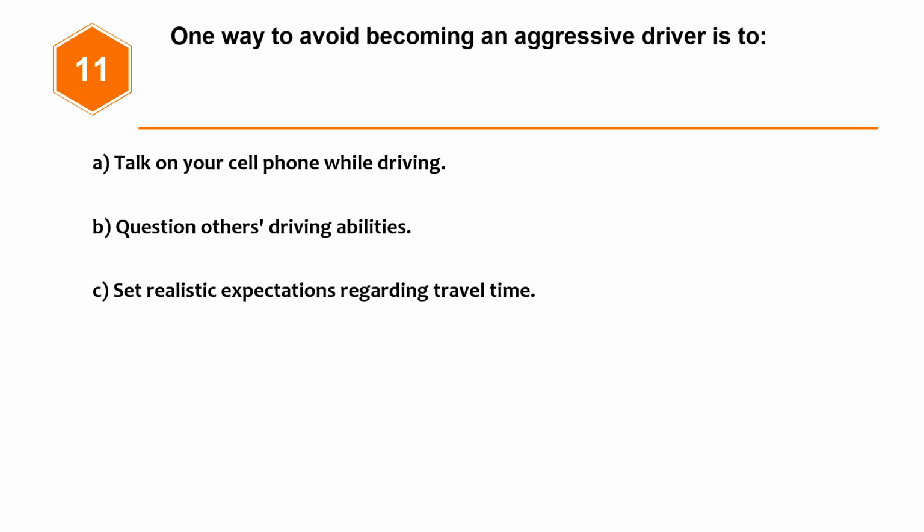Question 11. One way to avoid becoming an aggressive driver is to. Option A. Talk on your cell phone while driving. Option B. Question others' driving abilities. Option C. Set realistic expectations regarding travel time.